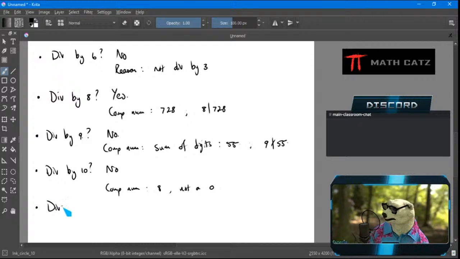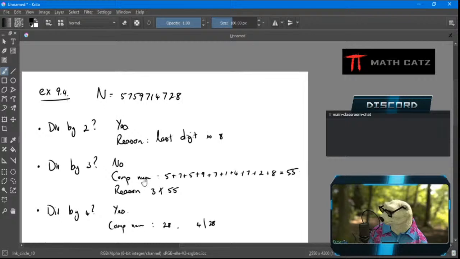Then lastly, divisibility by 11. Don't let me go too fast. Feel free to interrupt me at any stage. My comparison number that I have to check. Well, let's go up. I remember that starting from right to left, I have a plus, minus, plus, minus, plus, minus, plus, minus, plus, minus. So let's set that up. Oopsie.